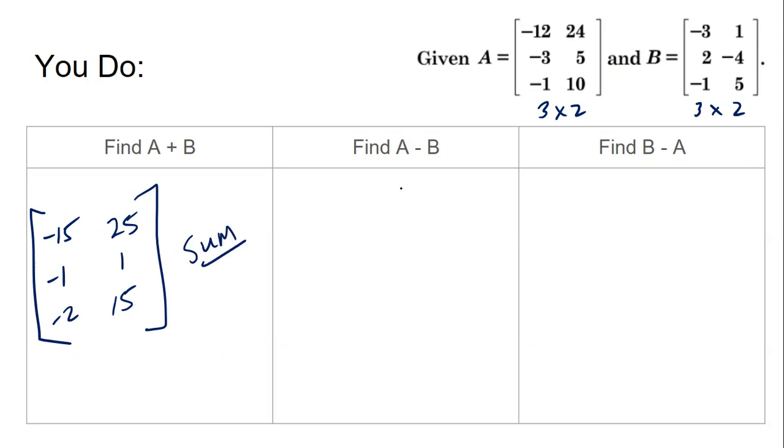On A minus B, we're going from left to right. We have -12 minus -3, which is -9. 24 minus 1, 23. -3 minus 2 is -5. 5 minus -4 is 9. -1 minus -1 is 0. And 10 minus 5 is 5. And this should have been your difference.